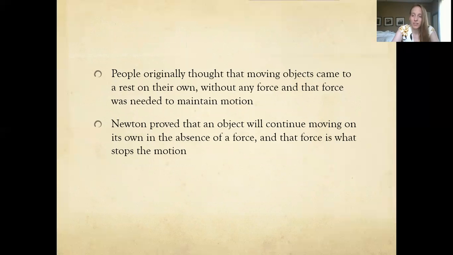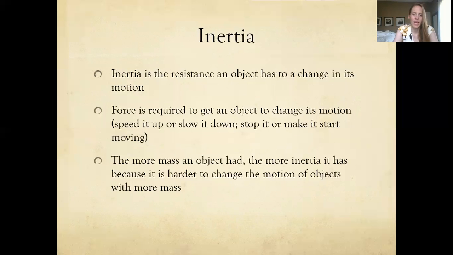This was actually the opposite of what people used to believe. People originally thought that moving objects would come to rest on their own without any force, and that force was what was needed in order to maintain motion. But then Newton proved that if there is no force, an object will actually keep moving forever on its own, and it is a force that stops the motion. So it is called the law of inertia.